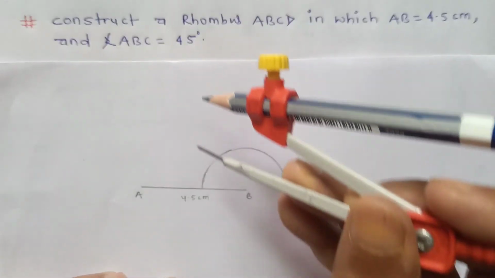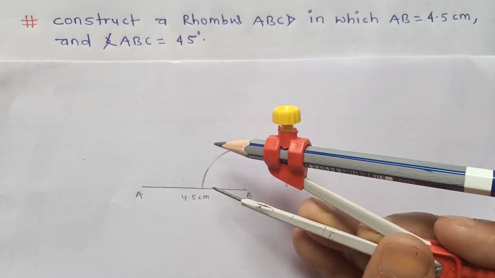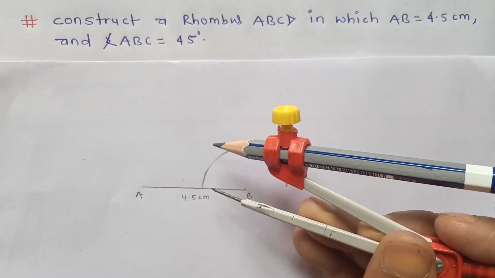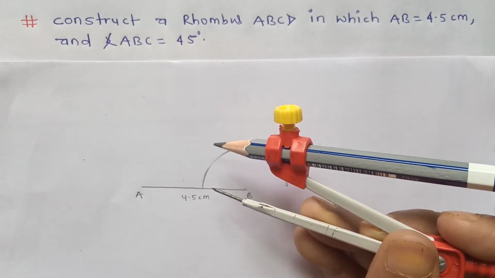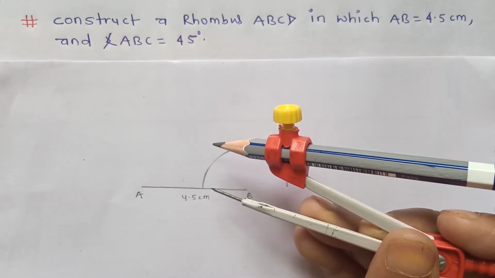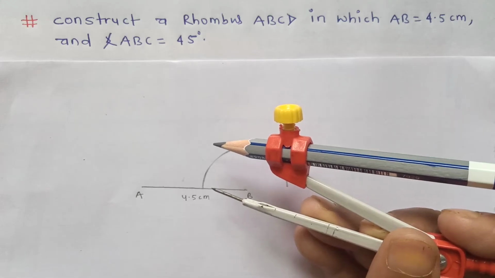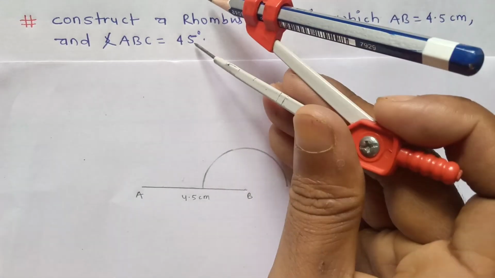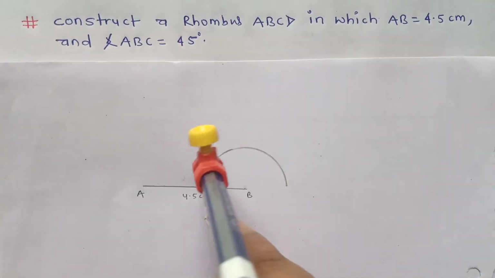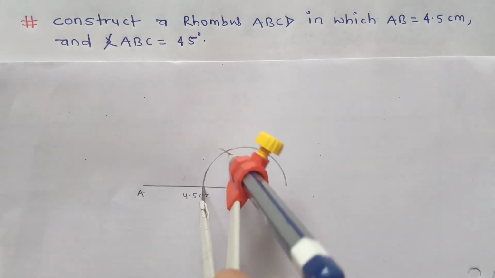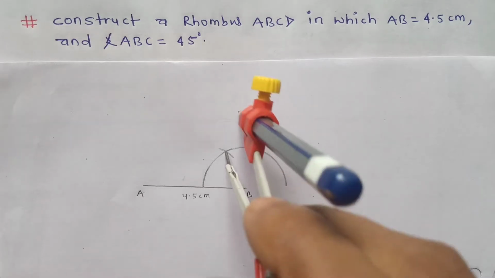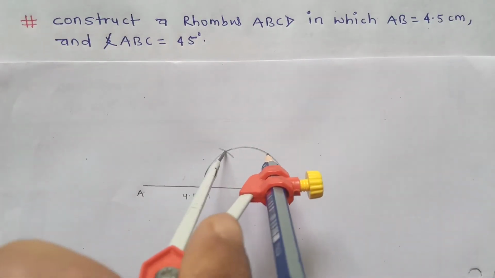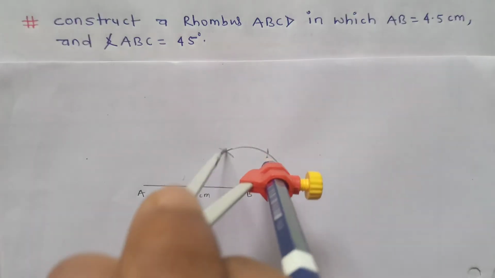How can we draw 45 degree? If you don't know how to draw 45 degree, then in the description box you get the link for how to draw 0 degree, 15 degree, 30 degree, 45 degree, 60 degree, 75 degree, 90 degree, 105 degree, 180 degree. Just go to the description link and click those videos to know how to construct an angle. So first of all we want to draw 90 degree. Here is 60 degree, here is 120 degree. Clear?